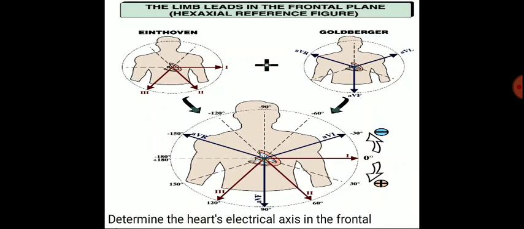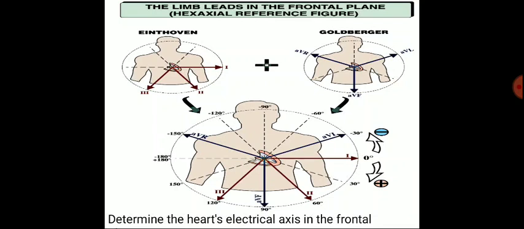Now when we consider the two leads, Einthoven and Goldberger limb leads. Einthoven leads are the bipolar leads, lead 1, 2, 3. The Goldberger augmented limb leads are AVR, AVL, AVF. When we place these limb leads in the frontal plane, it gives the hexaxial reference figure. This hexaxial reference determines the heart's electrical axis in the frontal plane.